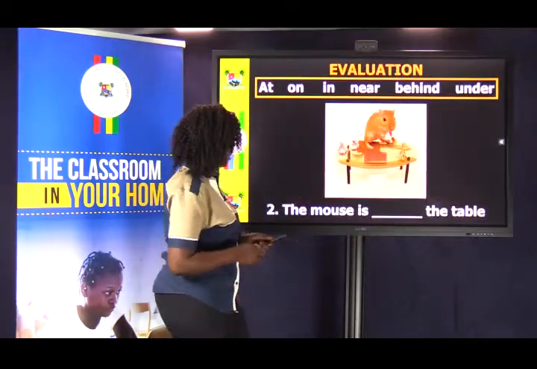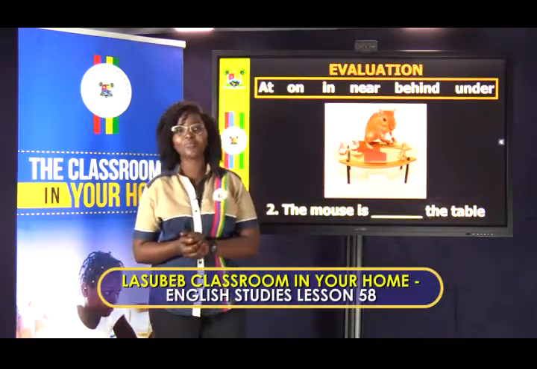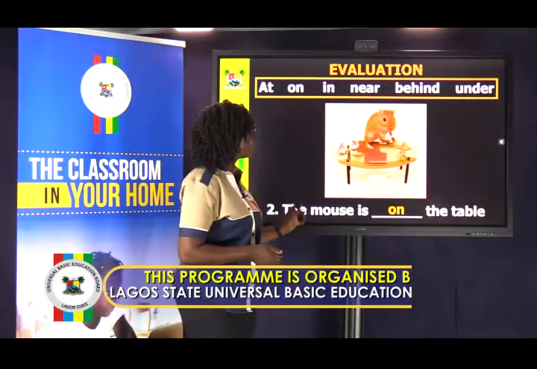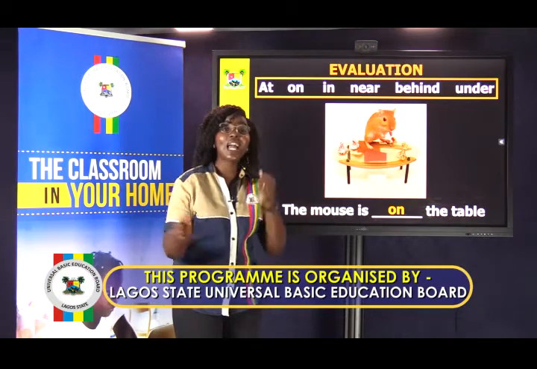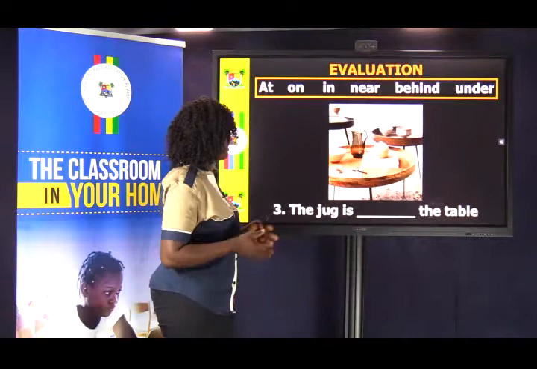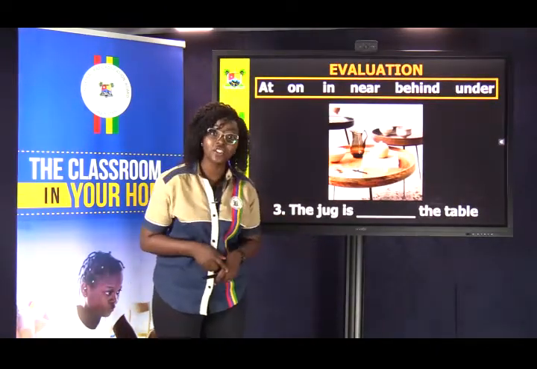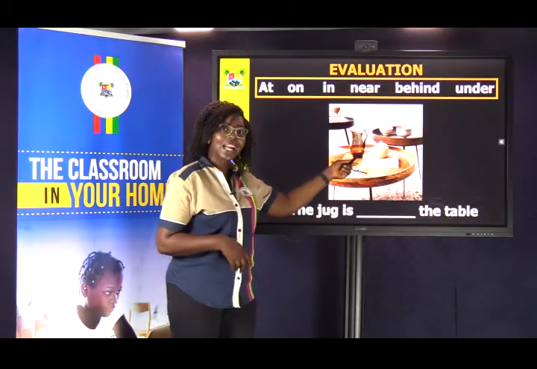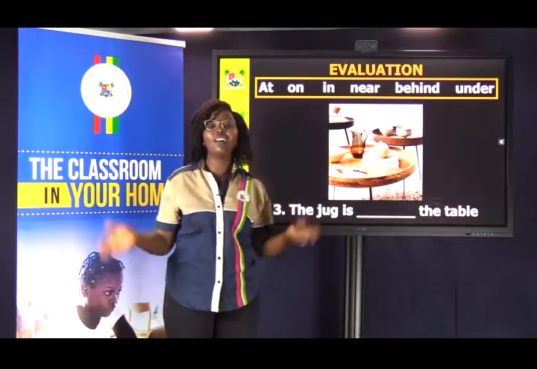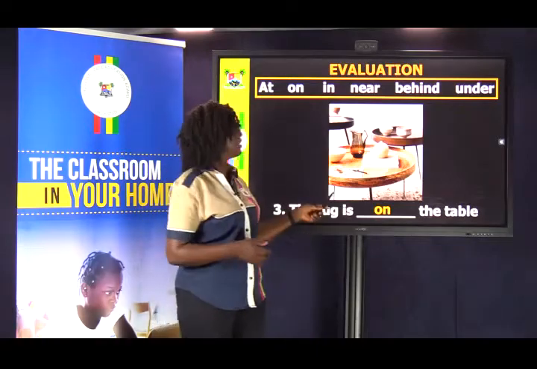Okay, look at this picture. The mouse is dash the table. Children, where is the mouse? Are you telling me the answer? Oh, beautiful. The mouse is on the table. Yippee, you got it right. Another one. The jug is dash the table. Can you see the jug, children? Yes, this is the jug. So, where is the jug? Is it on the table or under the table? It is on the table.